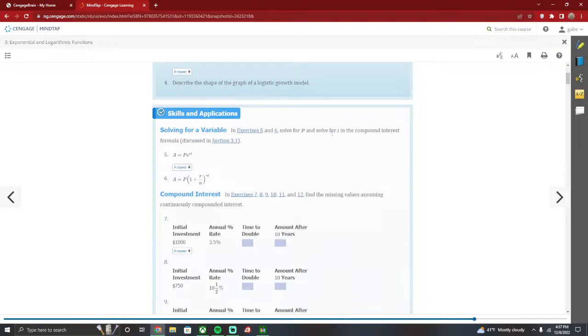Solve for P and solve for T. Okay, that's just rearranging it. Let's start writing this down. 5A equals PE, which is a constant. It's something used for compound interest, to the RT power. Now, what you want to do for this is take the log of both sides so you can get the R and T to be in a better spot.